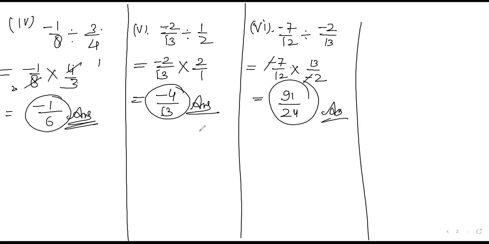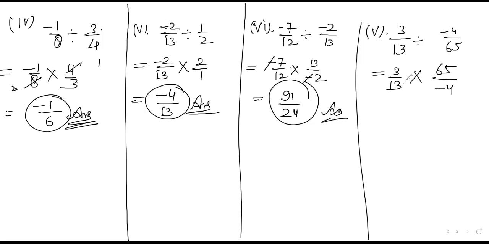Multiplication and division is very easy, honestly speaking. But if you talk about addition and subtraction, it will be quite tough in comparison to multiplication and division of rational numbers, right? So the last question of the exercise as well as of the chapter. 3 upon 13 divided by minus 4 upon 65. So you know that the division sign changes into multiplication and it becomes 65 upon 4 this way. Okay, 13 1s are 13, 13 5s are 65.